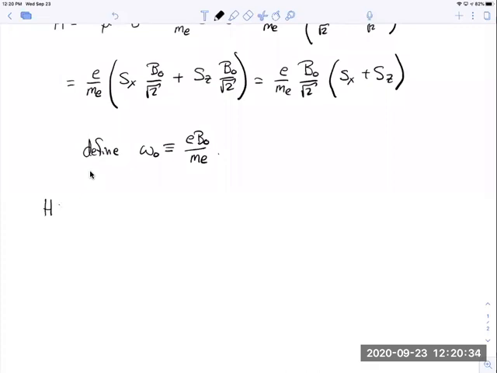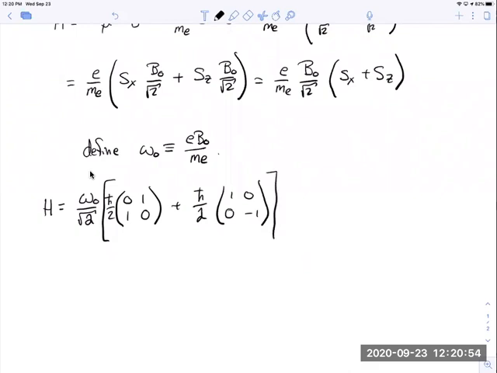So the Hamiltonian becomes omega naught over the square root of 2, and then I'm going to add Sx, which is h bar over 2 times the matrix 0, 1, 1, 0, plus Sz, which is h bar over 2 times the matrix 1, 0, 0, minus 1. Again, the h bar over 2 factors out, from which there is much rejoicing, as there always is with factoring. Omega naught h bar over 2 square root of 2, and then I get the matrix 1, 1, 1, minus 1. This is my Hamiltonian here.